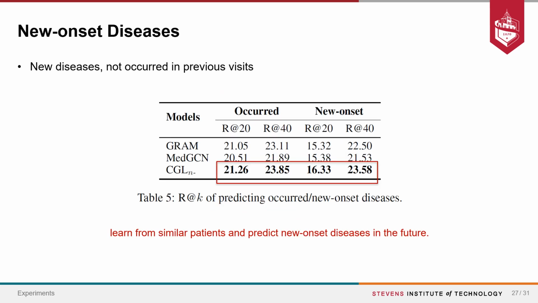We then give an analysis for the prediction of new-onset diseases. We divide the ground truth of diagnosis prediction into two parts: occurred and new onset. Occurred means future diagnoses have occurred in previous visits, while new onset means not. We use CGL without notes in this experiment for a fair comparison with other baselines. We can see that our model is better in both occurred and new onset. It verifies that our proposed collaborative graph learning is able to learn from similar patients and predict new onset diseases in the future.